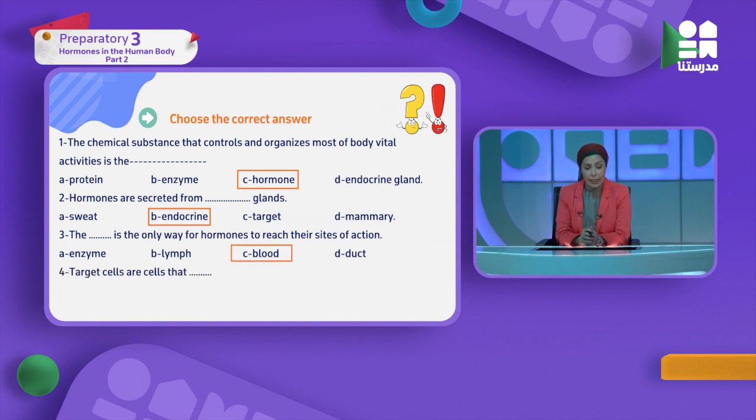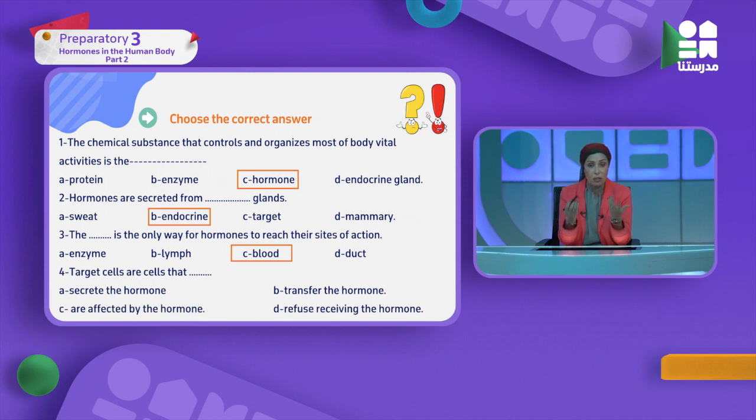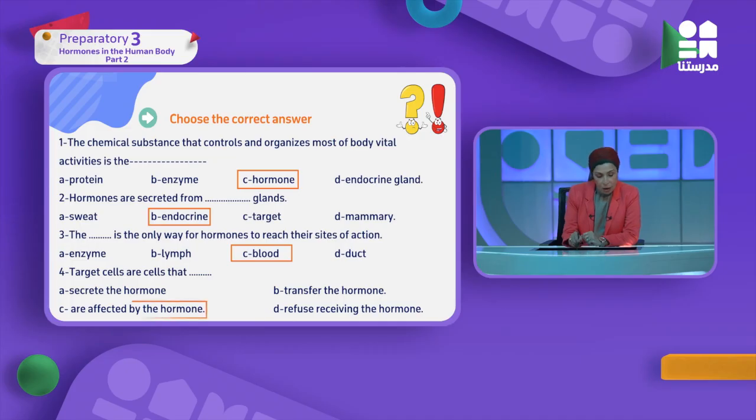Number 4. The target cells are cells that secrete hormone? Be careful, this question is very tricky, let's concentrate very well. Are target cells the cells that secrete hormone? No, of course, the ones that secrete hormone are called endocrine glands. So the first one is wrong. Cells that transfer hormone? No, of course, it's not transferring hormone. Cells that are affected by hormone? We'll see. Cells that refuse receiving hormone? Did you know the answer now? Of course, the target cell is the cell that is affected by the hormone, the cell the hormone goes to. So the answer is: are affected by the hormone. Next question.